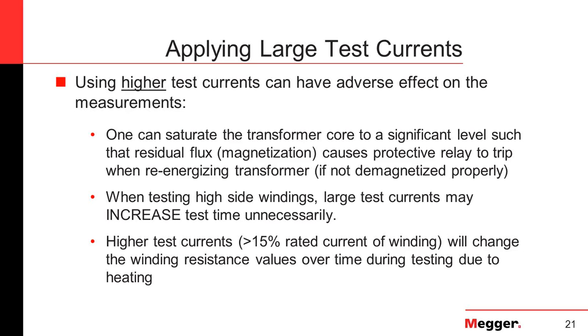The last one is the obvious one, and that is if we exceed that 15% limit, then we can actually change the winding resistance values over time as the windings warm up or heat up. And as that resistance changes, that destabilizes your circuit, because the changing resistance changes the current, and as the di/dt.